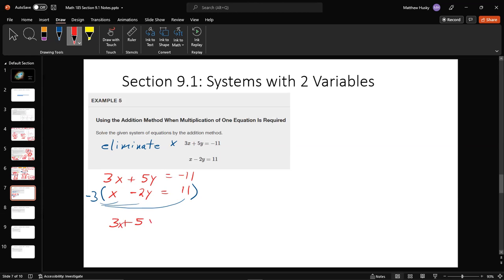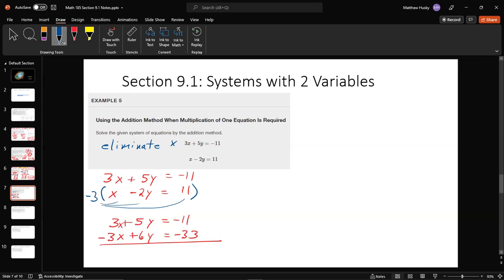So 3x plus 5y equals negative 11. What do I get if I multiply all that by negative 3? That's going to give me negative 3x. Negative 3 times negative 2 is positive 6y equals negative 3 times 11, which is negative 33.